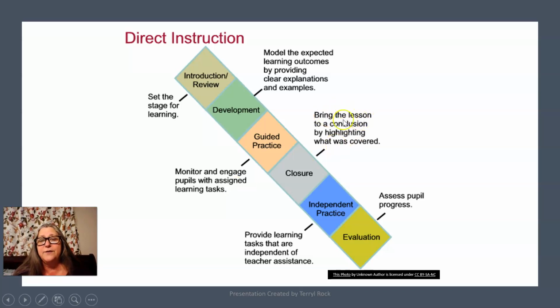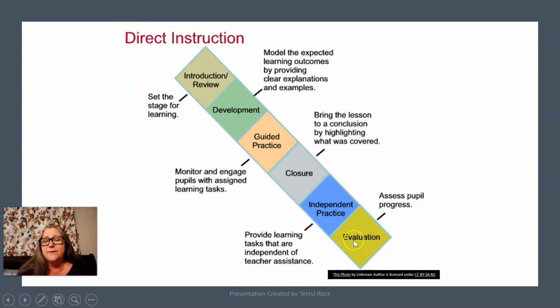Then you're going to bring the lesson to a conclusion with the closure, and then give them independent practice. Now, this is independent of teacher assistance. So independent means that they're ready to do it on their own, and then you would evaluate. So this is our direct instruction model.